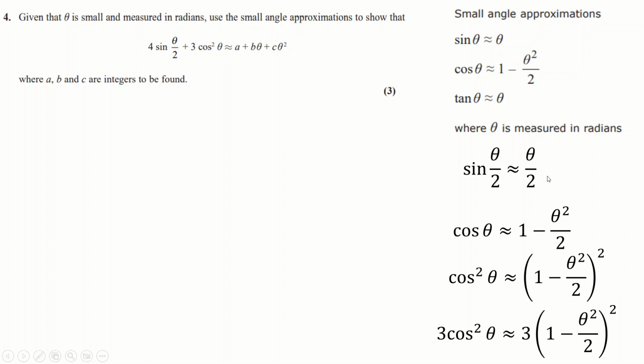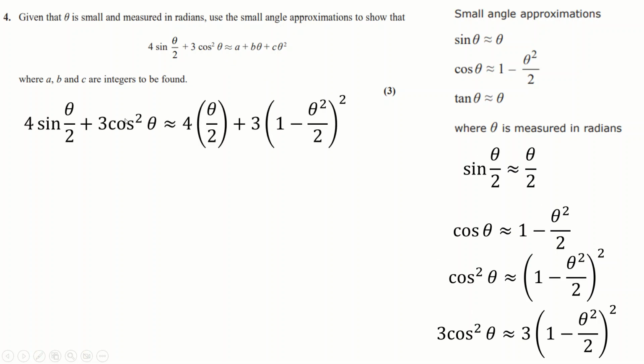So let's just put 4 lots of this, which is just 2 theta, and this together. So 4 lots of that is that's just 2 theta, like I said. And this, I'm going to expand this out. Just make sure you have this times itself. So it's 1 plus 1 times minus theta squared over 2 plus 1 times minus theta squared over 2 gives you minus 2 of them, which is just one of them because they're divided by 2's. And then of course plus theta to the power 4 over 4.